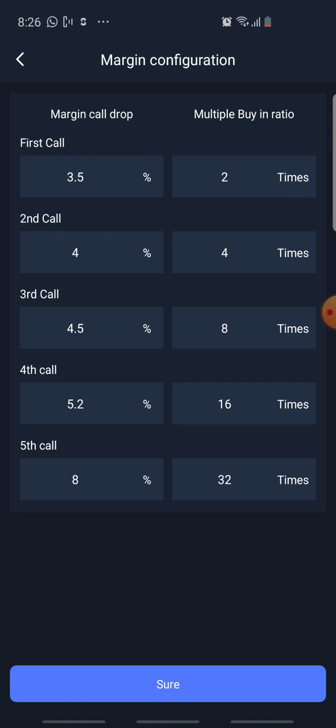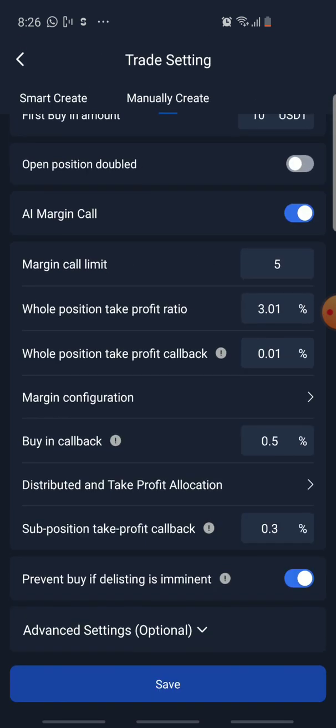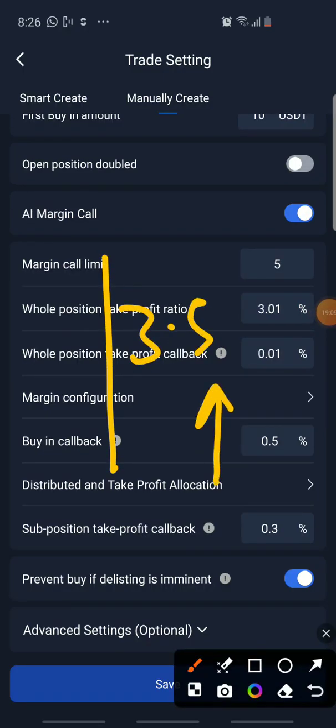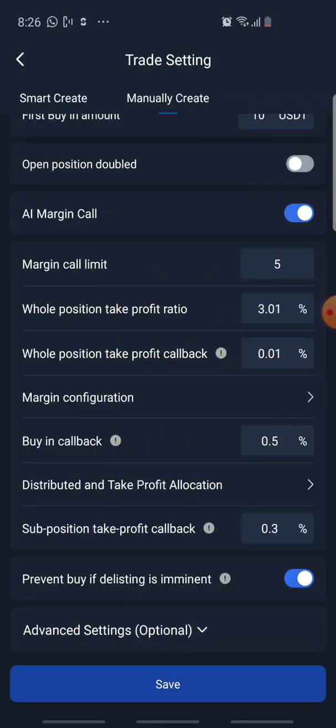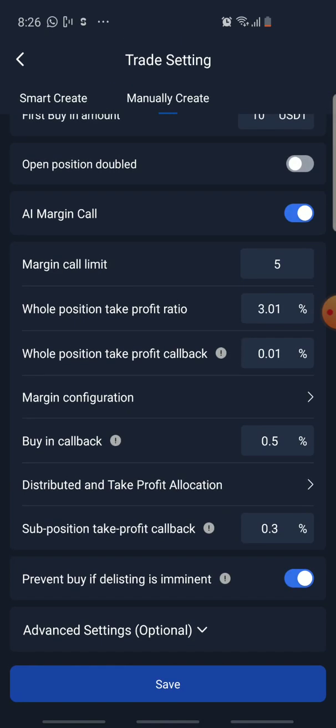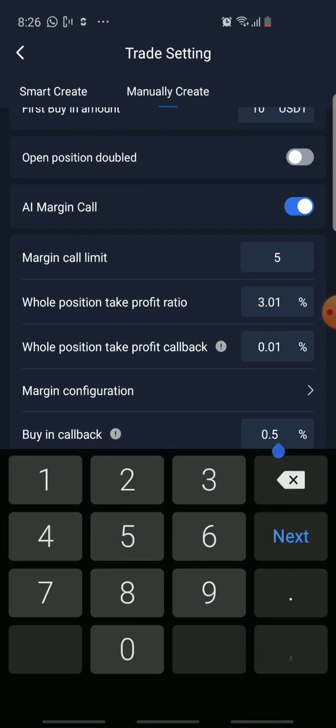So that's the meaning of the buy in callback. If the drop is 3.5, the robot will buy when the market rises by 0.5. So for example, if I place 0.5 as a drop, for the callback I can put 0.1, or I can put 0.01. Then any slight rise, the bot buys immediately.